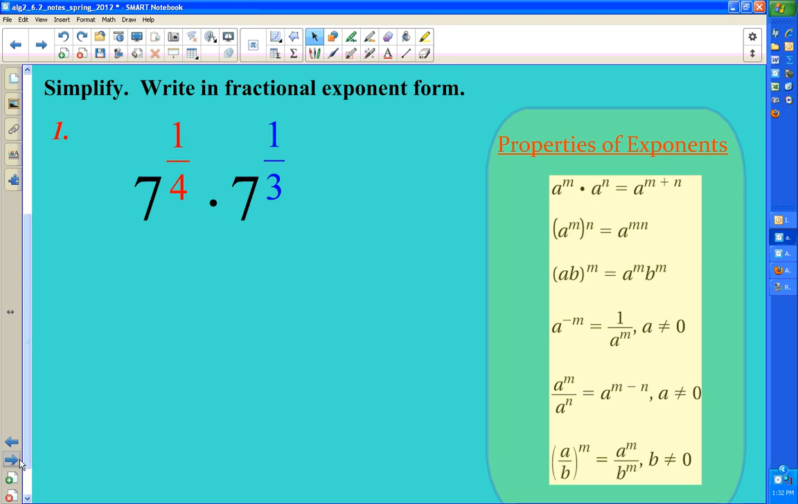Other things that will cause problems is not being able to factor. Some of you have felt that pain. Okay, you've gotten problems wrong simply because you can't factor. It's going to get worse as we progress. You've got to be able to add fractions. 7 to the 1/4, 7 to the 1/3, you're going to get them common denominators. 3/12 and 4/12. And when you add, you're going to get 7 to the 7/12.